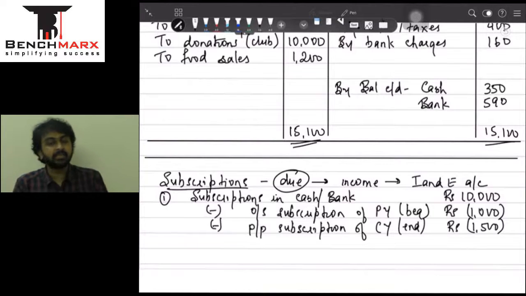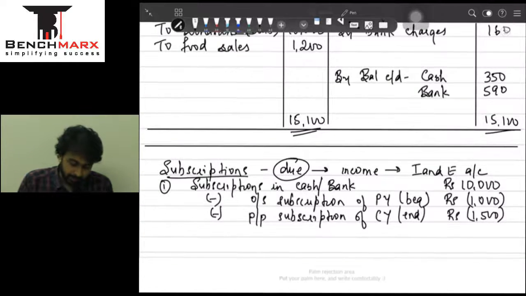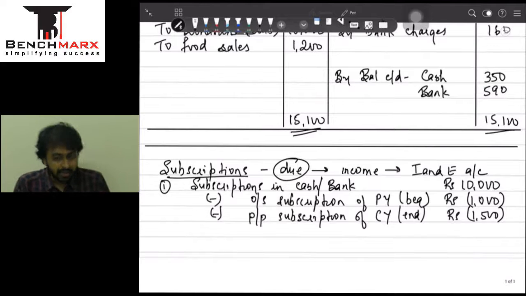So outstanding in the beginning and prepaid at the end is supposed to be subtracted from the cash received, because these were a part of cash received, but my job is to find the income and not the receipt in the income and expenditure account. Right? Moving ahead.